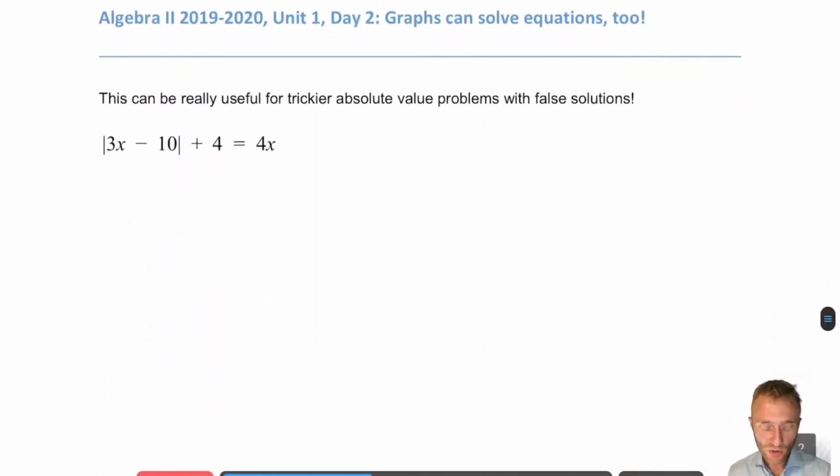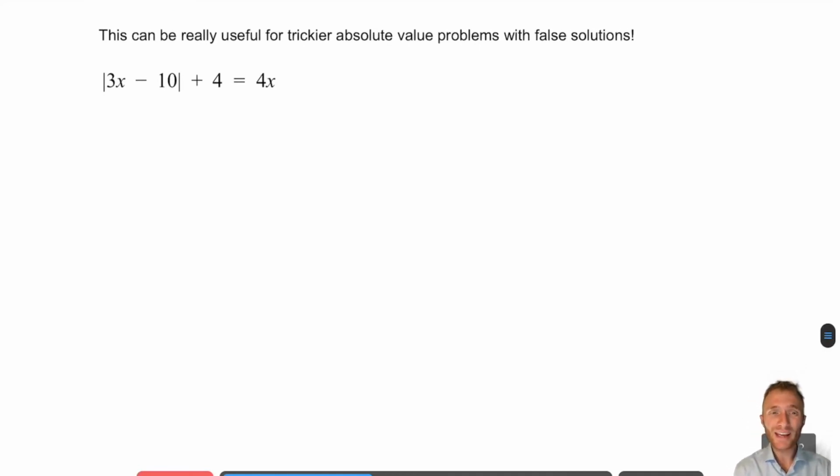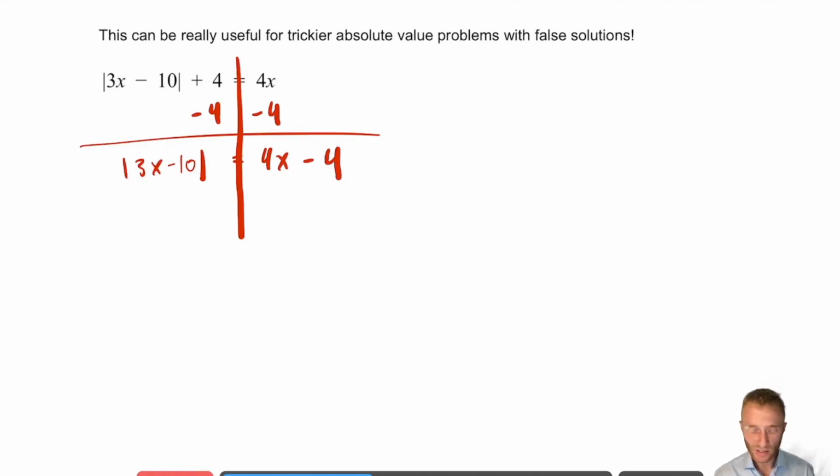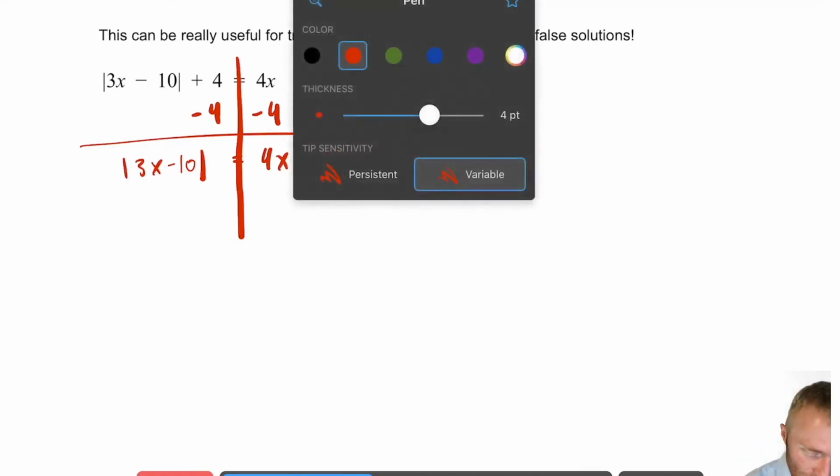The reason this is so useful is that we can get equations that are actually quite a bit harder than what we've done before. What's tricky about this one is that there's an x variable on the other side of the equation. And it's going to turn out that this can often give us false solutions. So let's quickly go through and see what this looks like. If we subtracted 4 from both sides, we'd have |3x minus 10| is equal to 4x minus 4.